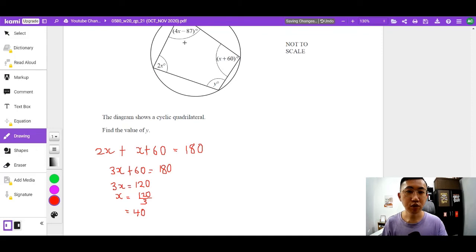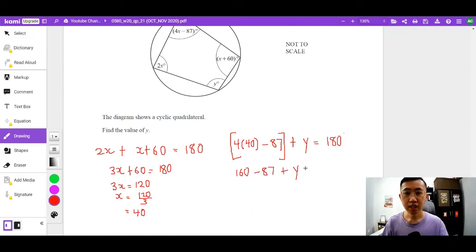Okay, so now you know the value of x is 40. Go ahead and use the other two. The cyclic quadrilateral says these two will have to add up to 180. So 4, replace your x with our value 40 just now, minus 87. This one plus your y equals 180. Expand first. So 160 minus 87 plus y is 180.